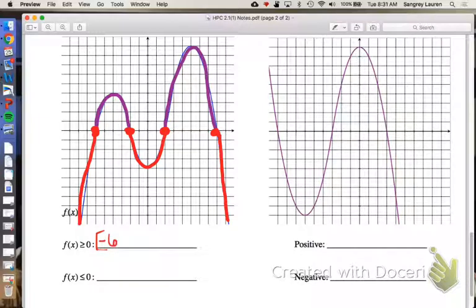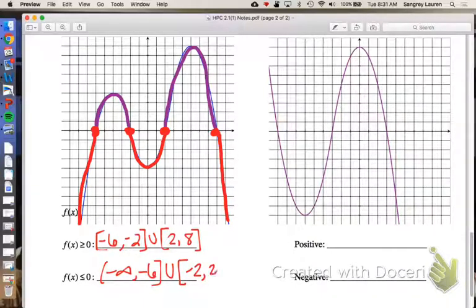So we are above the x-axis from -6 to -2 and 2 to 8. That's where we're above. We are below from -infinity to -6, closed bracket because we're including 0. We are also below the x-axis from -2 to 2 and 6 to infinity.